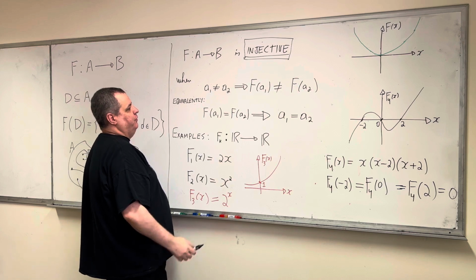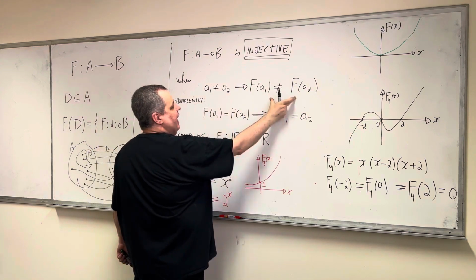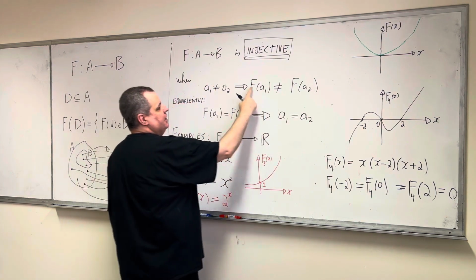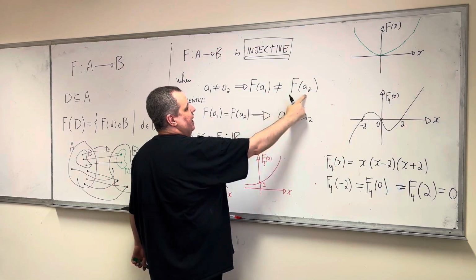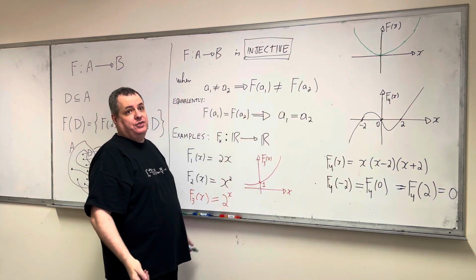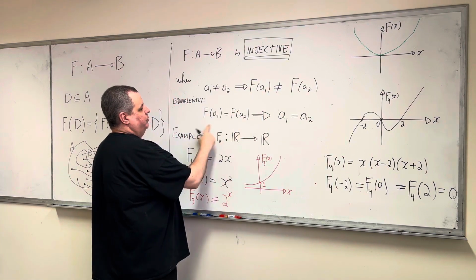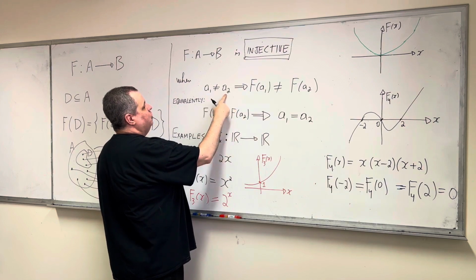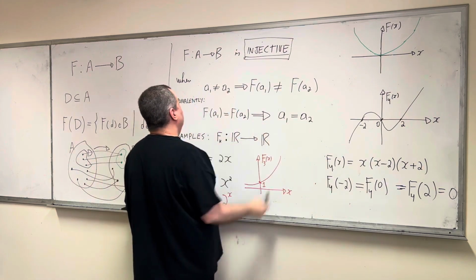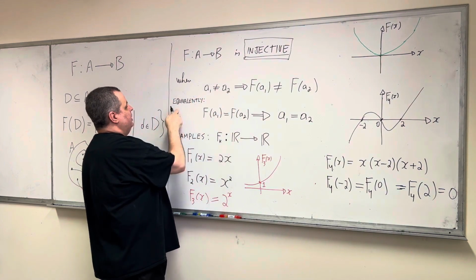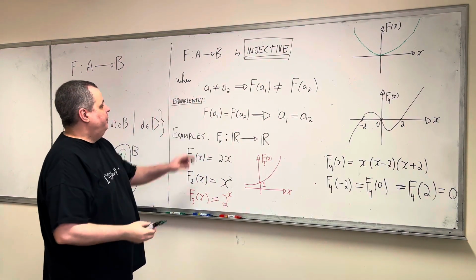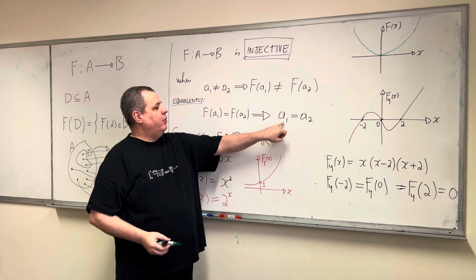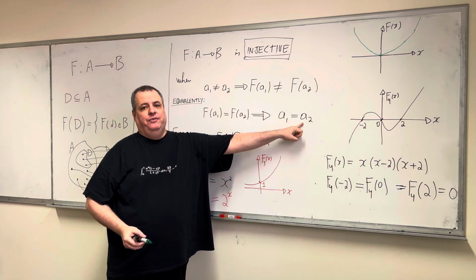What's the contrapositive? This implies that. The contrapositive is not that implies not this. So what's the negative of f of a1 different than f of a2? The negative of this statement is, well, they are equal. And what's the negative of this, a1 different than a2? Well, the negative is that they are equal. So that's another way to say the same thing. That's why they are equivalent. Okay? If 2 points of my domain go to the same point of the codomain, it's because they are already the same point to start with. Okay?